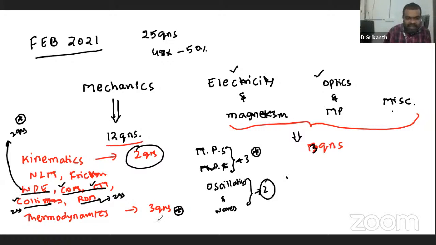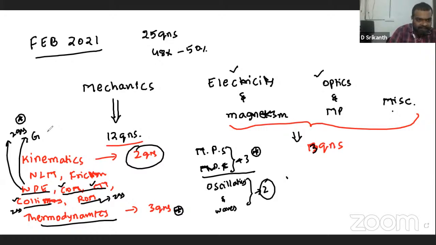Work power energy, thermodynamics, and then this one. And we still have gravitation also. The gravitation chapter is also one of the most important. We can say work power energy and gravitation.